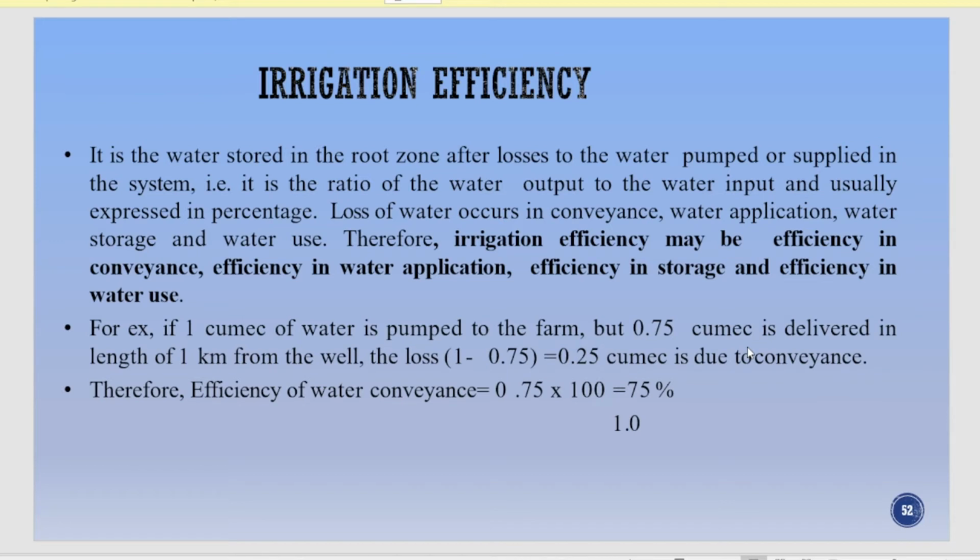These are the losses that are going to take place. Assume that I'm supplying around 100 liters of water, and only 90 liters reach the destination. It means 10 liters of water is lost. And how much is the efficiency of your supply? It will be 90 percent. So if you supplied 100 liters of water and only 90 is reaching there, your efficiency is 90 percent and 10 percent is your loss. This is what we call conveyance loss.